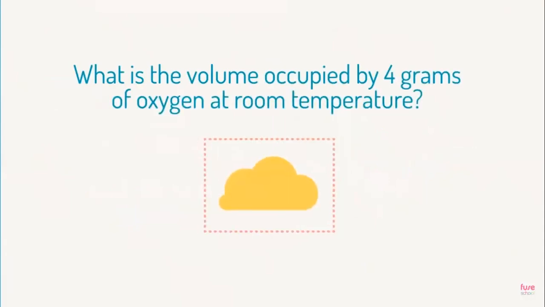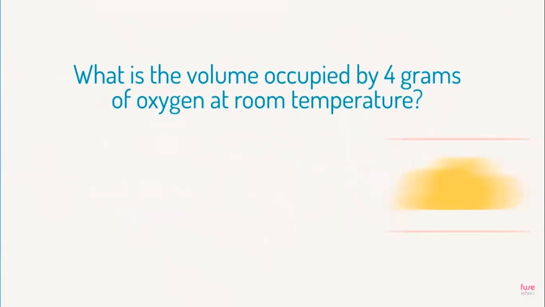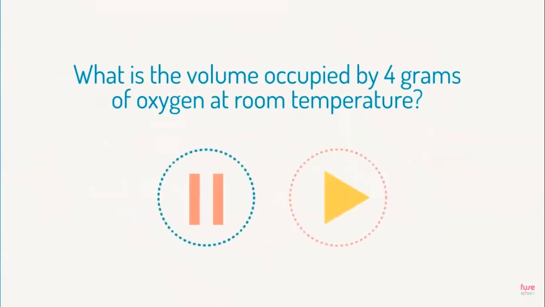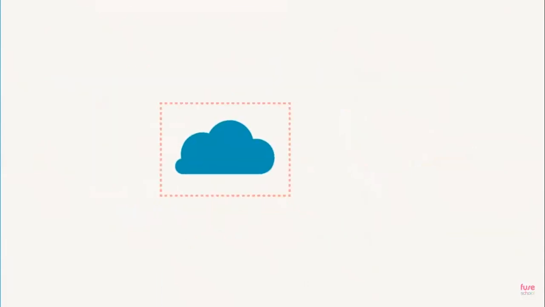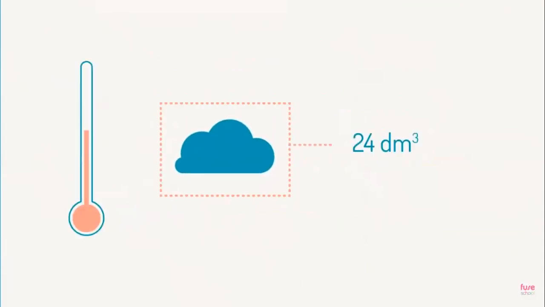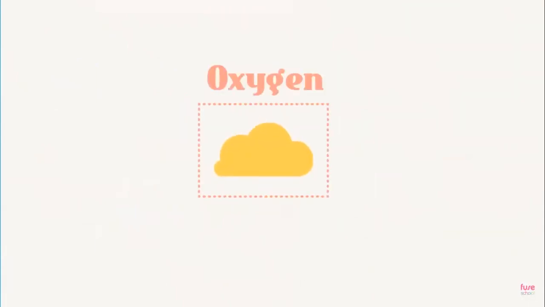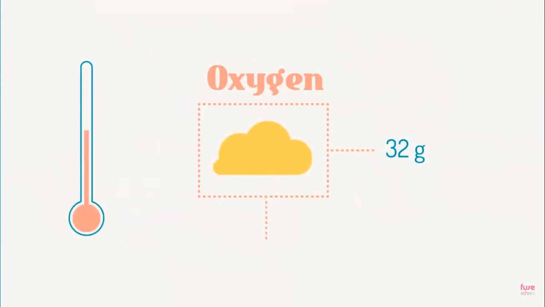Do you feel ready to work this out yourself? If so, pause the video while you work it out and press play to resume to get the answer. Okay, so let's look at what we already know. We know that one mole of any gas at room temperature occupies 24 decimeters cubed. One mole of oxygen gas, O2, has a mass of 32 grams. So, 32 grams of oxygen gas at room temperature occupies 24 decimeters cubed.